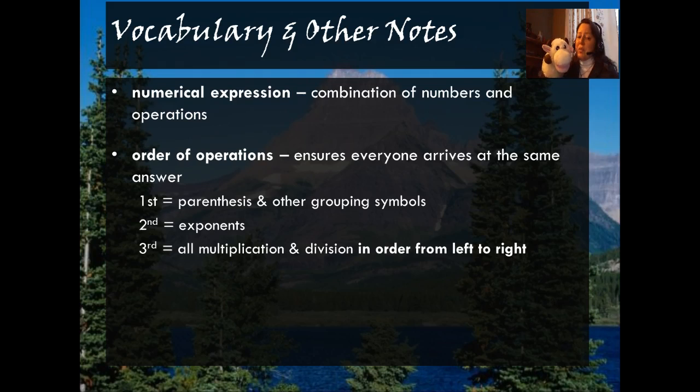Next, we look for multiplication and division, and we do it in order from left to right, the way it occurs in the problem. This means that sometimes division will come before multiplication. They are equal and inverse operations, so it is not true that you do all multiplication first and then all division. However, you do need to complete all multiplication and division before you can go on to the final step.